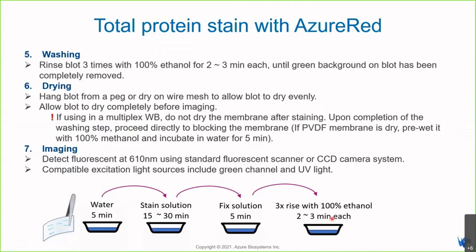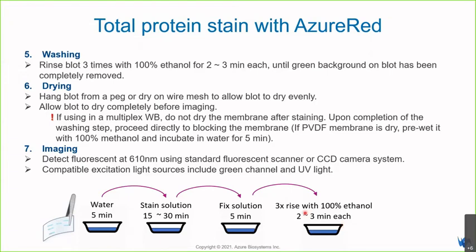After that, after you wash away the excess stain, you might need to dry it if you want to image the total protein bands straight away. If you have other proteins of interest you want to detect on the same blot, carry on with your blocking step, primary antibody incubation, and so on and so forth, and image it together with your protein of interest by the end of your Western blotting protocol.